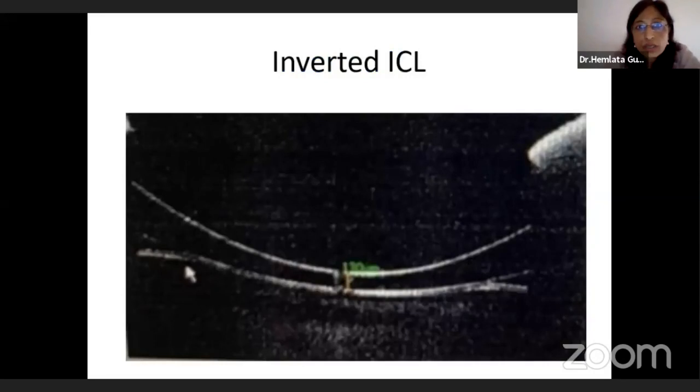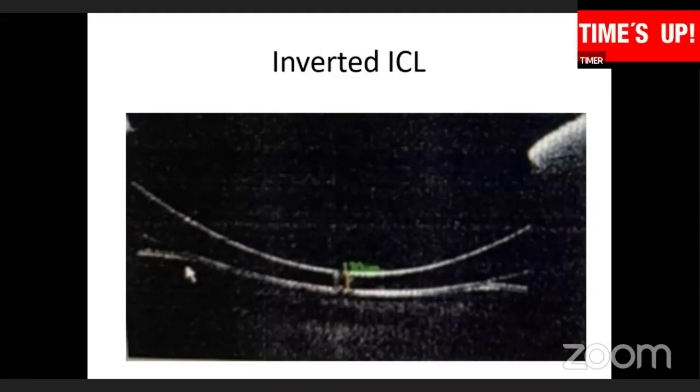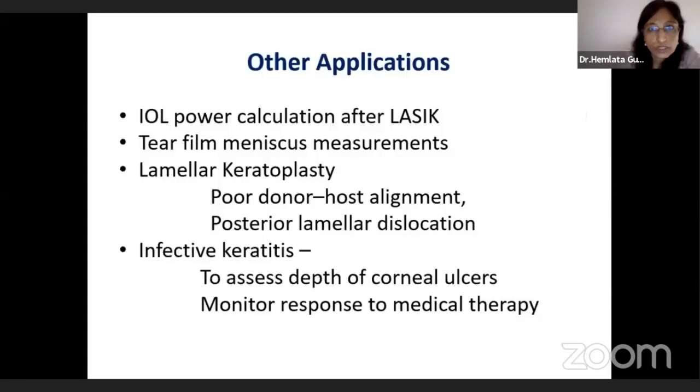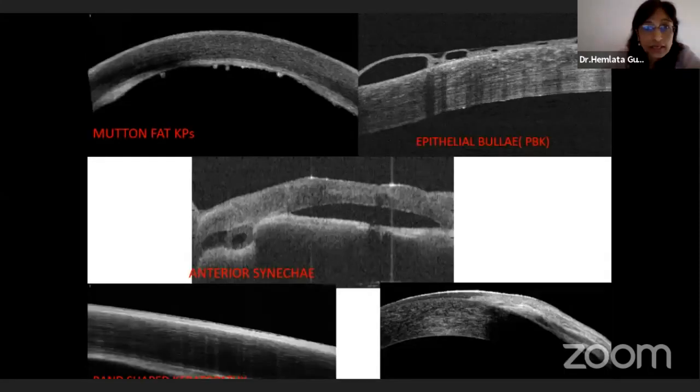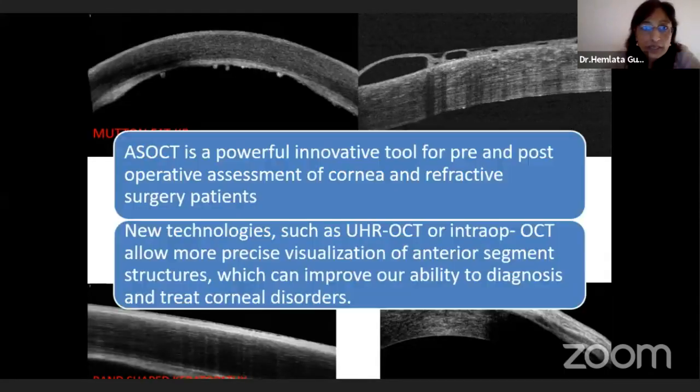And this was a case where actually the ICL went upside down. So this was an inverted ICL, which was picked up on anterior segment OCT, and then we removed the ICL and re-injected it into the right position. These are some of the other applications, like IOL power calculation and tear film meniscus measurements. There are so many indications, and I still feel that anterior segment OCT is highly underutilized. We can pick up a lot of findings.